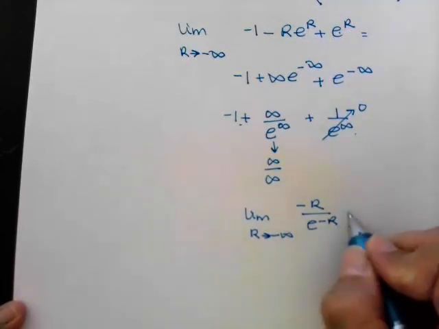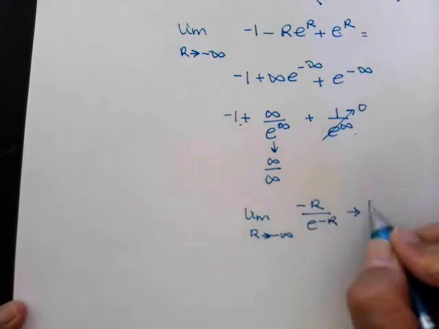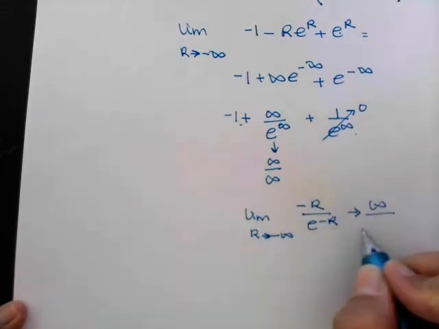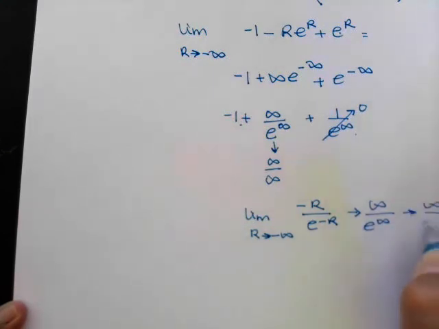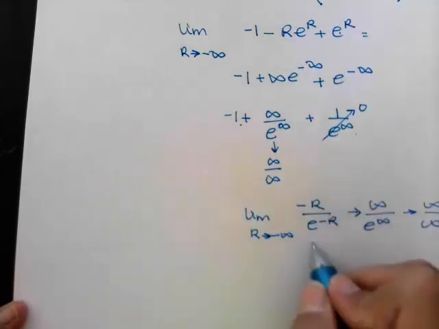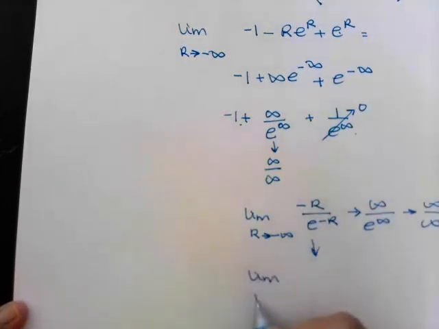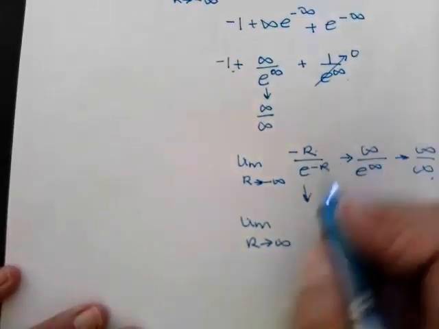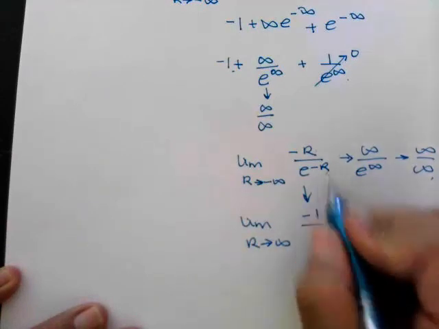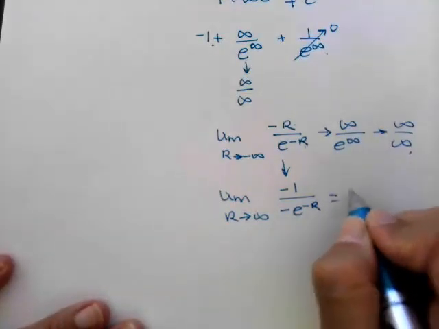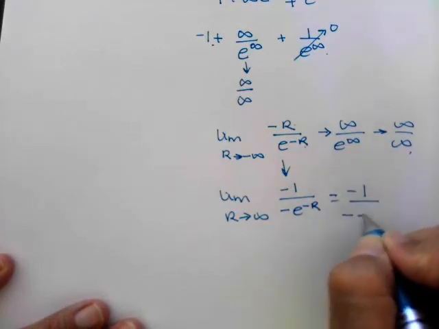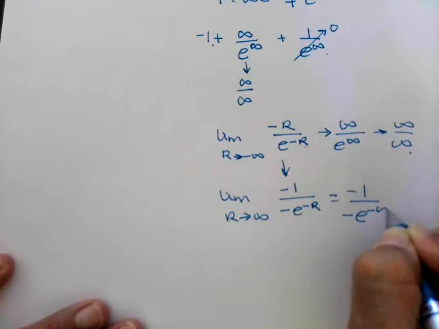So that's going to give me, I just want to make sure I still have L'Hopital here. So that's infinity on top. e to the negative infinity is e to the positive infinity. Okay, that is infinity over infinity. So then we can L'Hopital this guy. Since that's an indeterminate form, we can take the limit. So derivative of the top, negative 1, derivative of the bottom, negative e to the negative r.